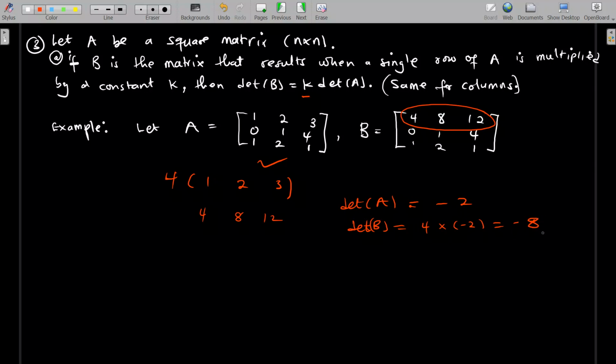Negative 8, sorry. So what this means is that once you know the determinant of the original matrix, and you know that this matrix is formed by multiplying one row, that is row 1, by 4, the determinant of this matrix B is that same constant you multiplied the row by, times the determinant of the original matrix. So you have negative 8. This makes sense because if you do the cofactor expansion of the matrix B along the first row, that would just easily come out.